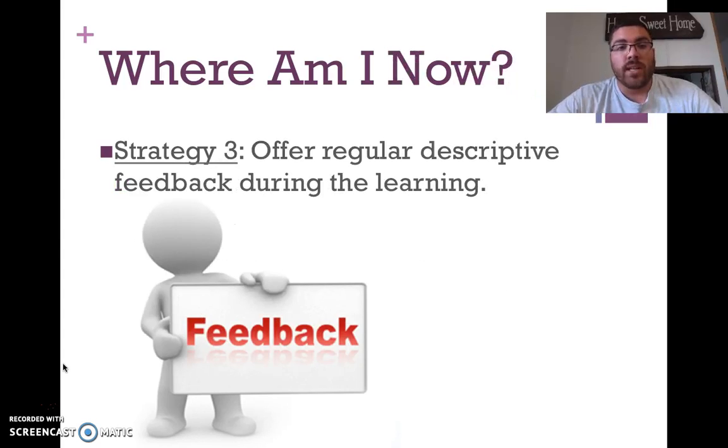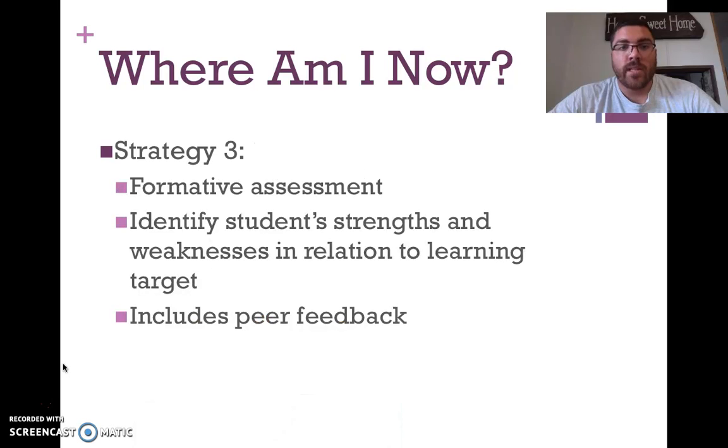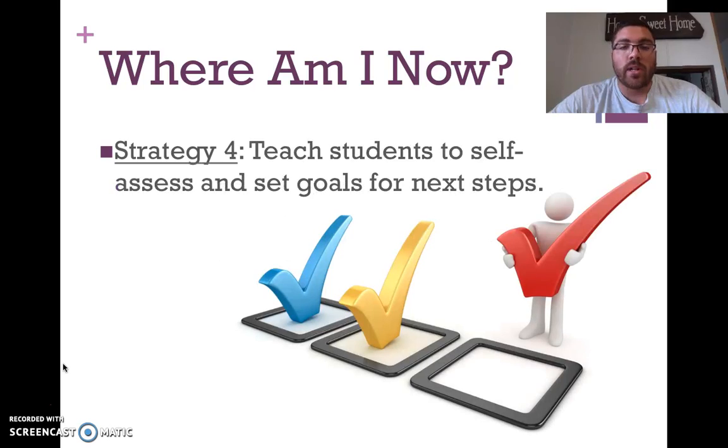The next section is where am I now? Strategy 3 is to offer regular descriptive feedback during the student's learning. The ways you're going to do this are through formative assessment to gather that data, and then you can identify the student's strengths as well as weaknesses in relation to the learning target, and you not only want to have you providing the feedback, but also start including some peer feedback as well.